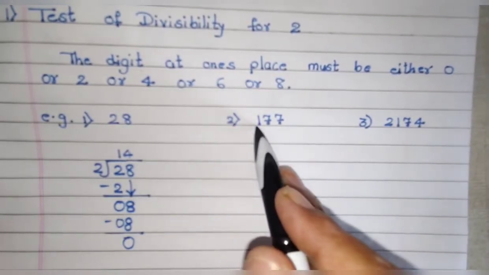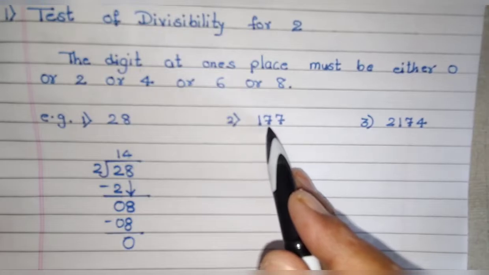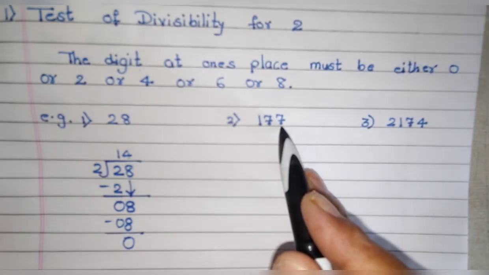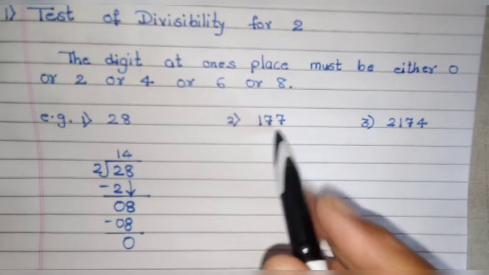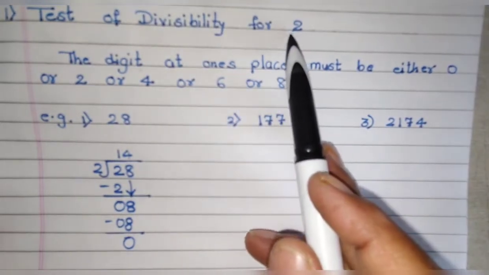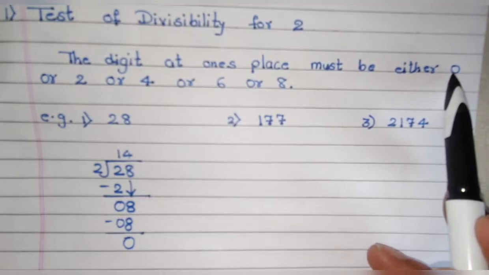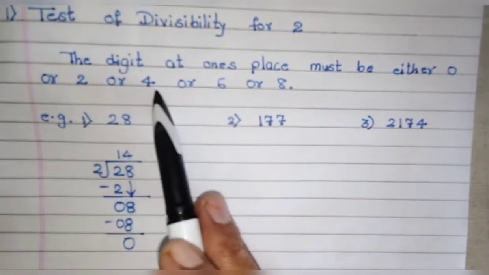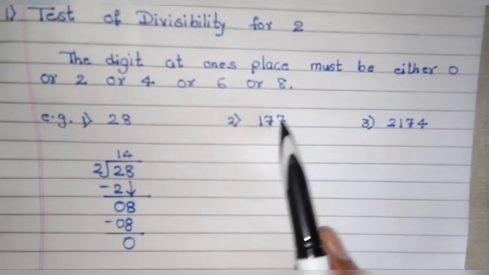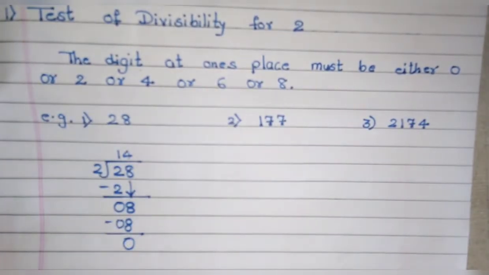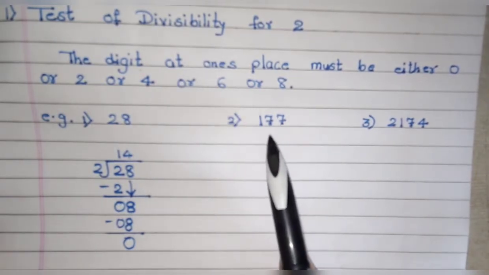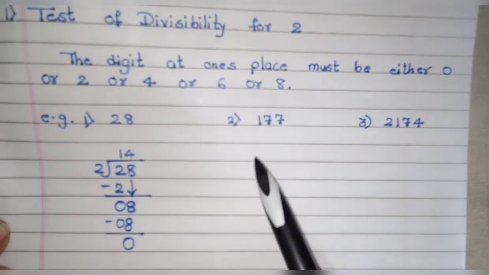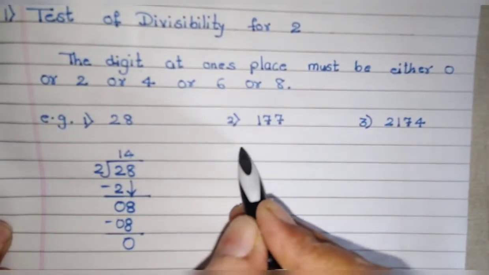Now let us check for the next example, which is 177. Here 1 is at the hundreds place, 7 is at tens place and another 7 is at ones place. So ones place is having the digit 7. What is the condition for the test of divisibility for 2? That the digit at one's place must be either 0, 2, 4, 6 or 8. But here it is 7. It is not from the given even numbers. So what we can say? That this number is not divisible by 2. So how we can prove it? Let us do the division actually.